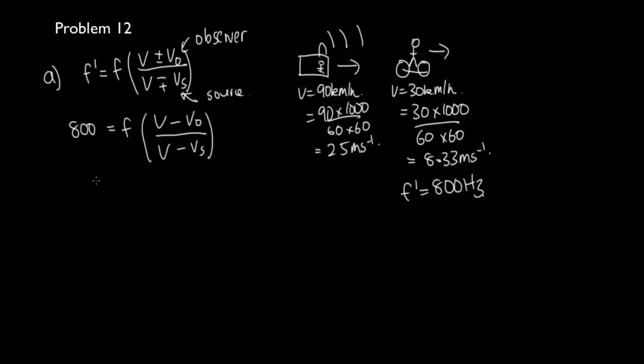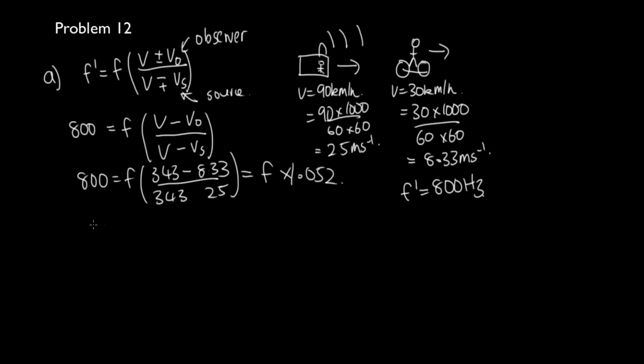So let's substitute in. We've got 800 is equal to f, and the velocity of sound in air, we're told, is 343, minus VO, which is 8.33, over 343 minus 25, and so this is equal to f times 1.052, and so f is equal to 800 over 1.052, which is equal to 760 hertz. And now part B, so this is the frequency which is actually produced by that siren.